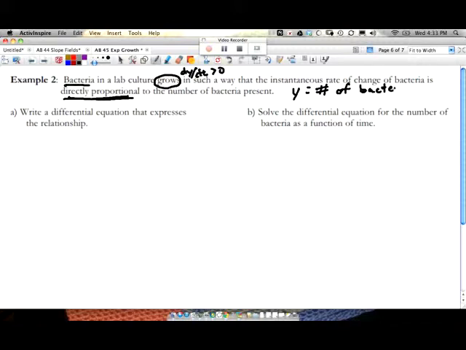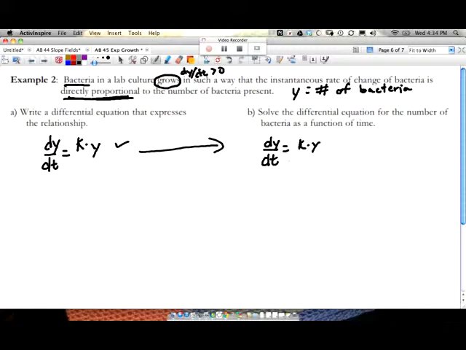Alright, no big deal. Write a differential equation that expresses that relationship. That means that dy/dt equals k times y. Check. Solve the differential equation for the number of bacteria as a function of time. Okay, so what that means is it's asking us to really solve this equation. So let's pull this over, and if we have dy/dt equals k times y.